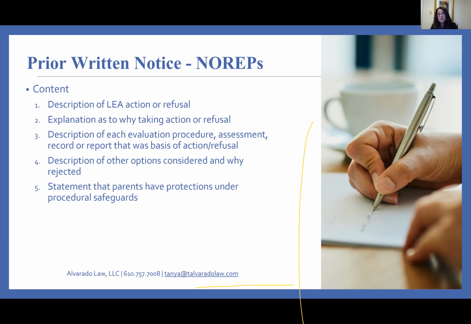Now, signing it doesn't mean you're agreeing with it. There are boxes at the end, at the back of the NORAP, where you can state whether or not you agree or disagree with it. If it's a change of placement or some services are going to be taken away as a result of what the school district is telling you, if you reject it and ask for mediation or due process on that NORAP, you keep your services. You keep your services until the mediation or due process is over.